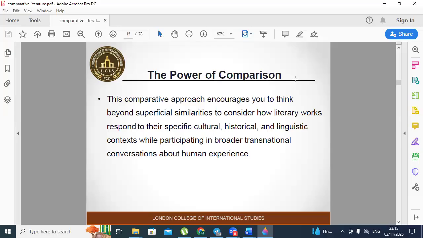This slide offers a crucial warning and refinement of the comparative method. It warns against staying at the level of superficial similarities. True comparative work requires you to consider how each literary work is deeply rooted in its own specific cultural, historical, and linguistic context. The sophisticated goal is to understand how a text responds to its own unique environment while simultaneously participating in broader transnational conversations about human experience. It's about the particular and the universal simultaneously.